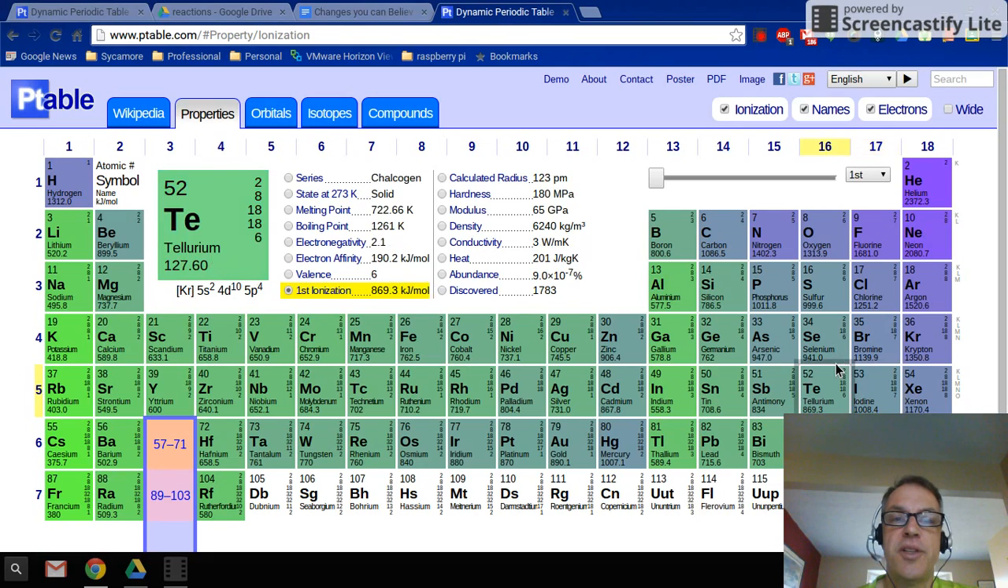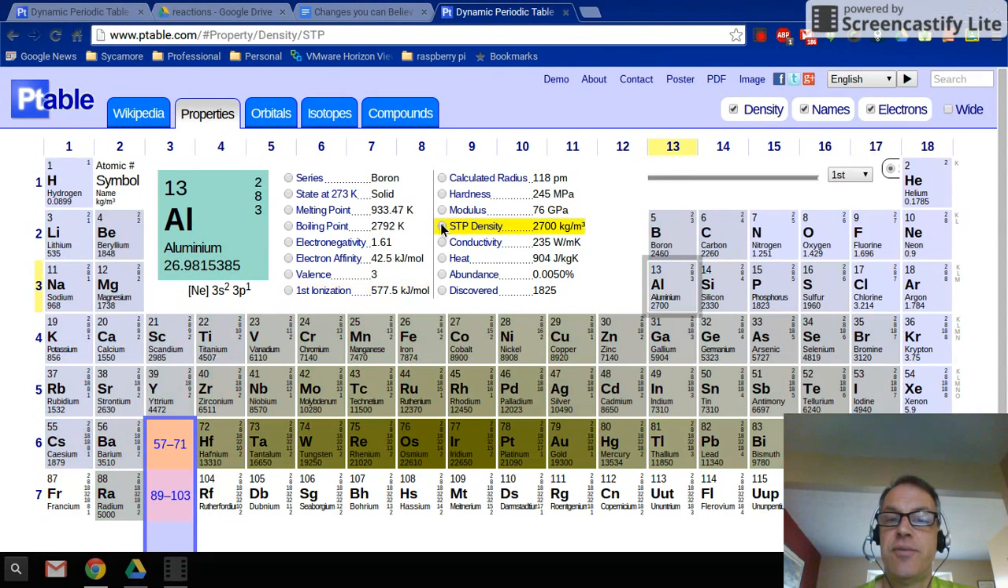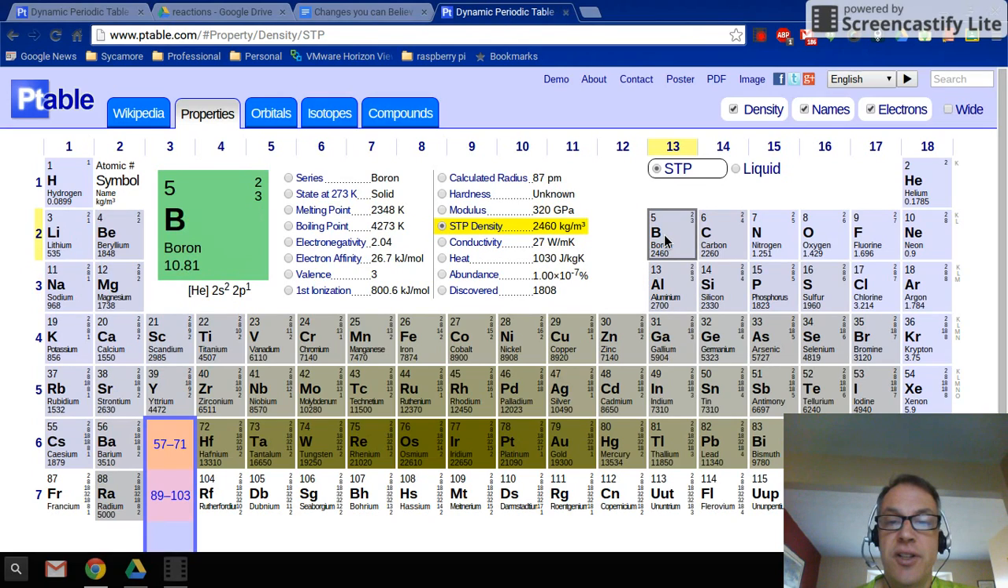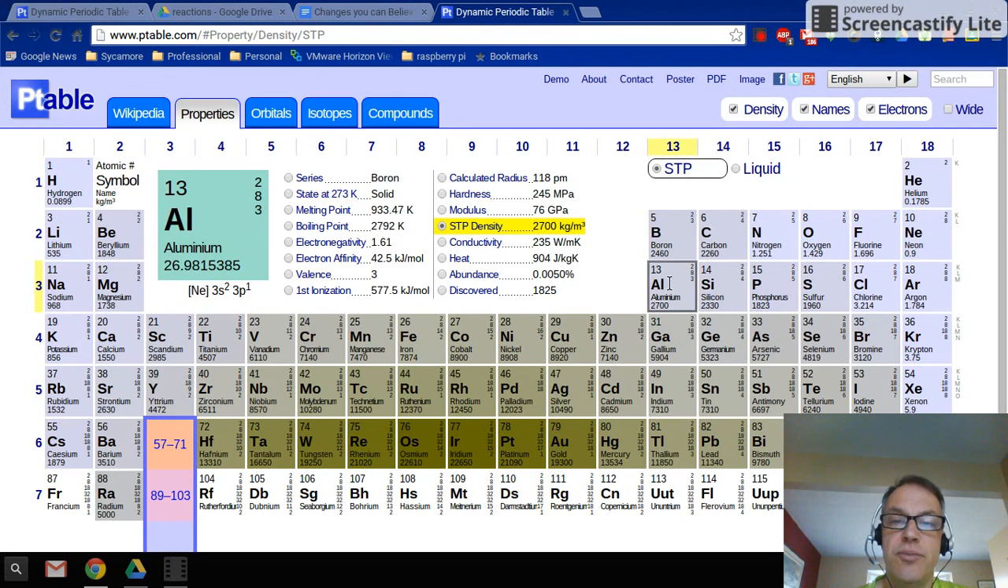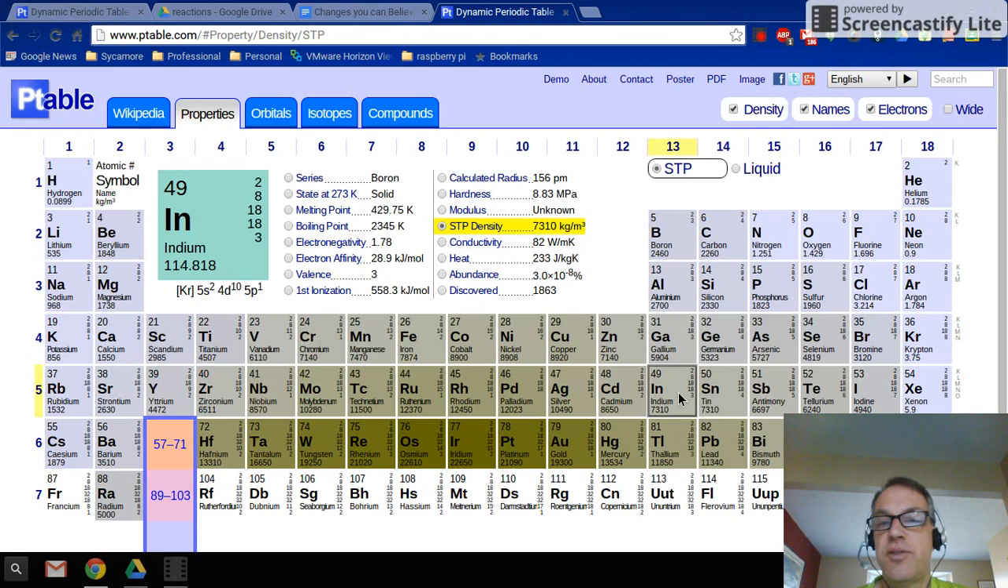Couple other properties, and here's one that I think is pretty cool. Let's look at density. If we just look at density at standard temperature and pressure, here's what Mendeleev found. If you look at boron, it goes to 2,460 kilograms per cubic meter. Then it goes up with aluminum, and then you see here it goes even higher with indium. So you would expect, and here's the power of the periodic table, that if aluminum is 2,700, indium is in the 7,000s, this would be somewhere in the middle.